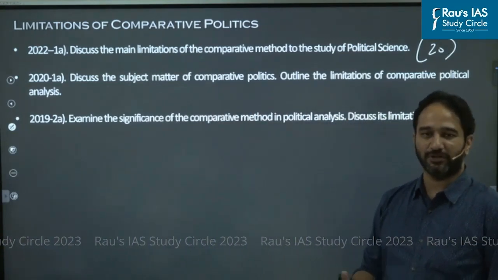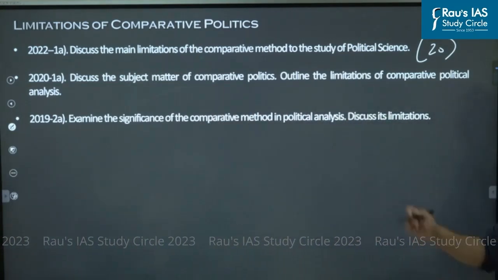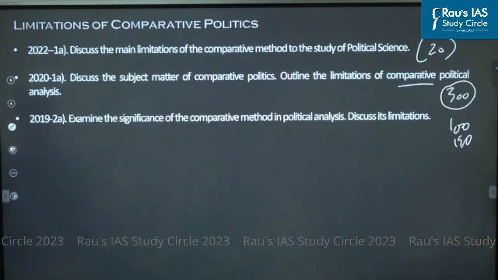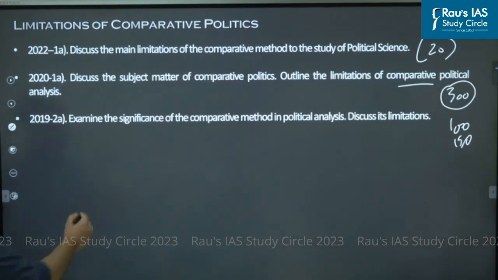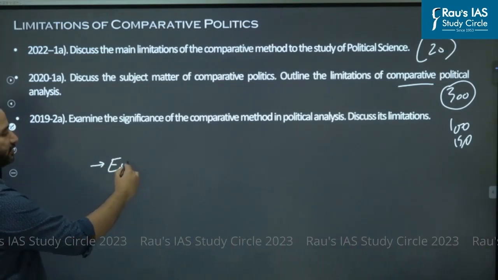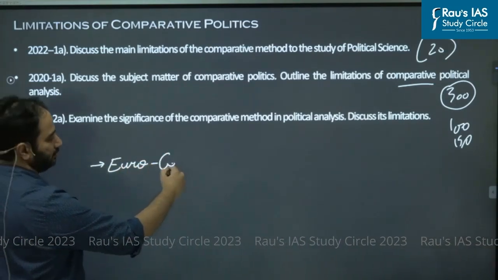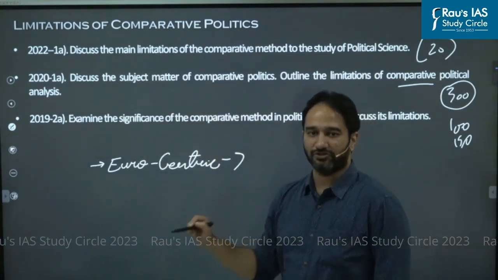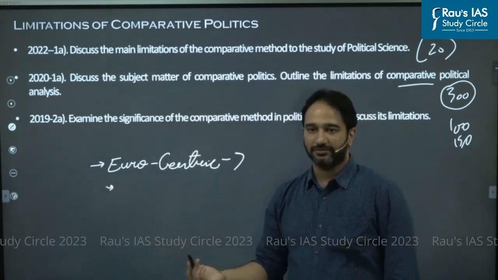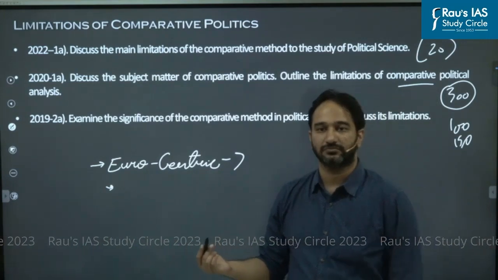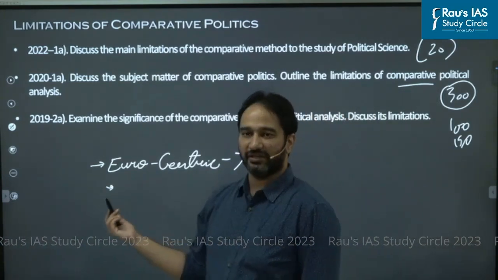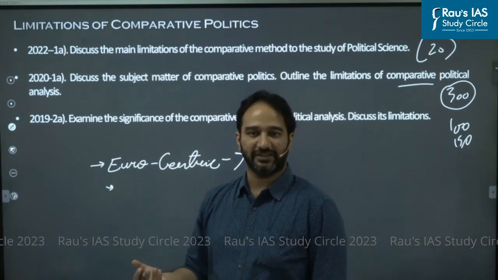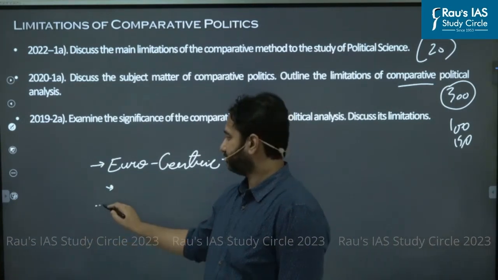Subject matter of comparative politics we have already talked about. Outline the limitations of comparative political analysis. So what are the primary limitations? It's Eurocentric. So bring in Macridis and Neera Chandhoke, and say that both of them said that it is Eurocentric. What else? Highly institutionalized, descriptive and not analytical.